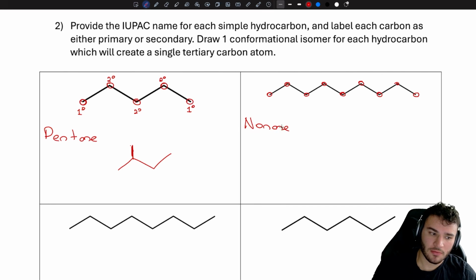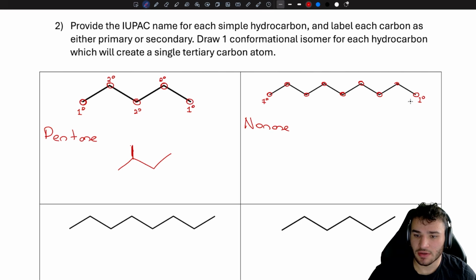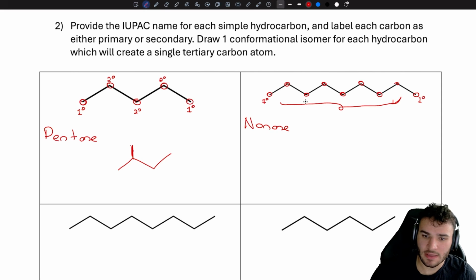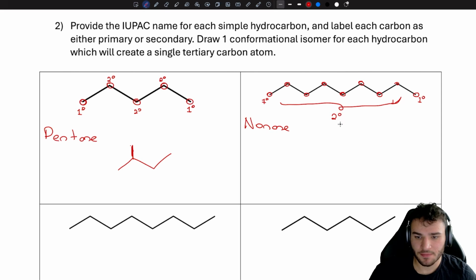Nonane. Okay. And the first carbons, all the way at the beginning and the end, are going to be our primary carbons. And I actually couldn't draw all the way at the end. There's something wrong with my writing tablet, but I ended up having to use my mouse. And all of the remaining ones, from here to here, are going to be secondary carbons, okay?